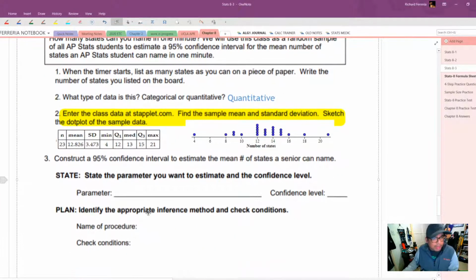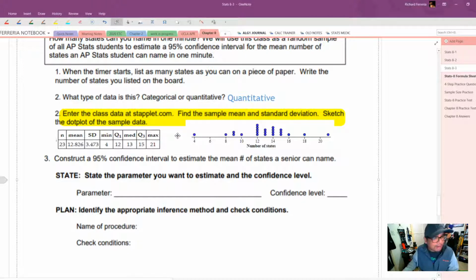And taking a look at our dot plot, this does kind of look mound-shaped. It's a pretty wide range. I don't know what happened with this one person who only got 4 states. Whatever. Let's just continue with this.